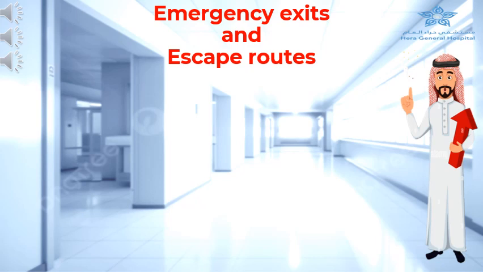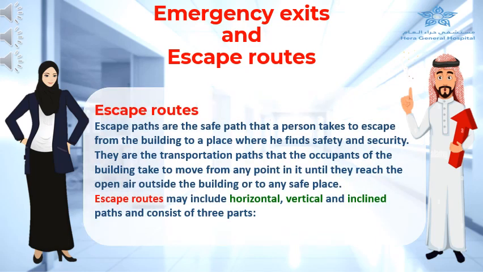Layla, what do you know about escape methods? Escape paths are the safe path that a person takes to escape from the building to a place where he finds safety and security. They are the transportation paths that the occupants of the building take to move from any point in it until they reach the open air outside the building or to any safe place. Escape routes may include horizontal, vertical, and inclined paths and consist of 3 parts.